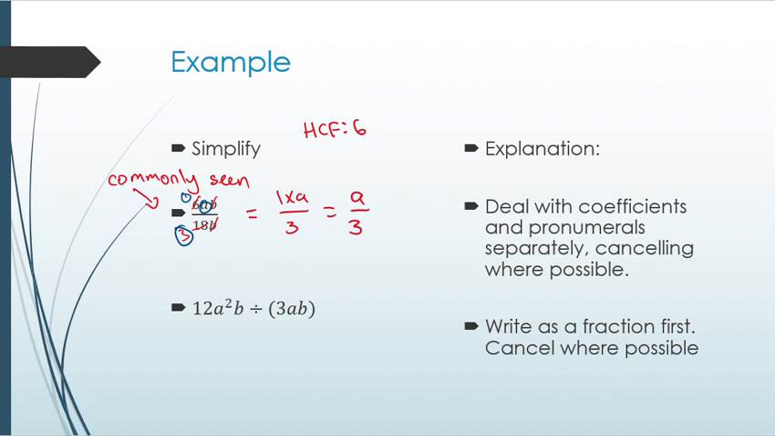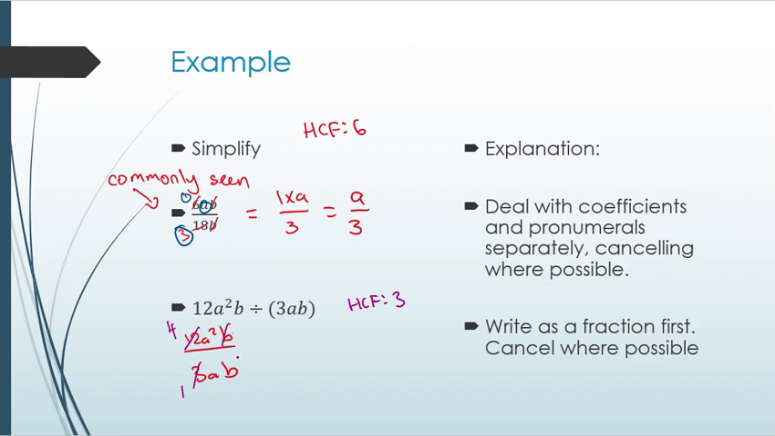Now, in the second question, they don't write it as a fraction. So it's your job to write it as a fraction first. It makes your life a lot easier that way. Okay? So if I write it as a fraction, I get 12a squared b over 3ab. Now, just look at numbers 12 and 3. Can I cancel them out in any way? So in this case, I have 4 to 1 because the highest common factor is 3. 3 goes into 12 4 times exactly. So that's why I'm just replacing them.